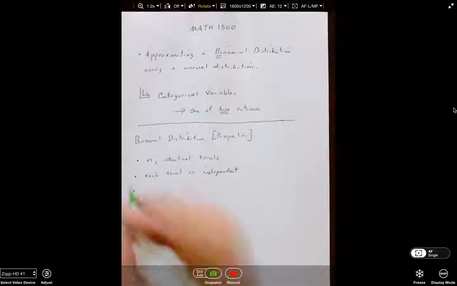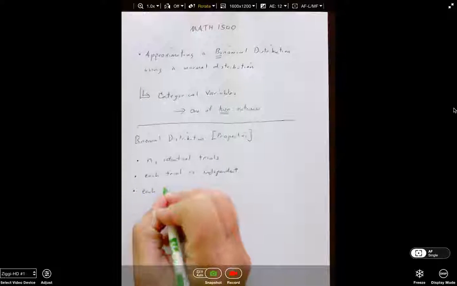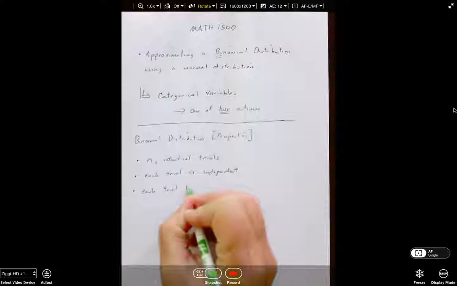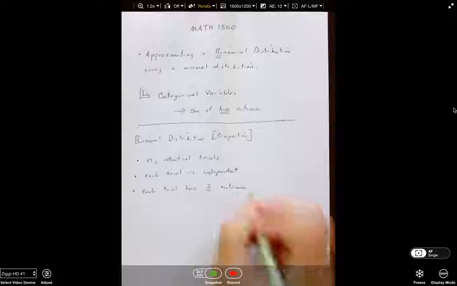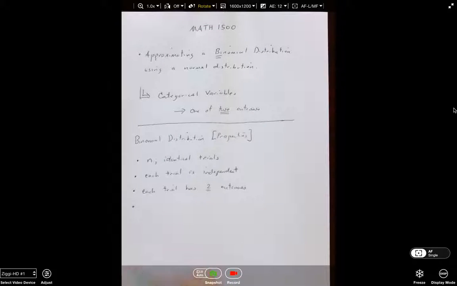Let's see what else. Okay, each trial has 2 outcomes. We talked about that already. If we were talking about blackjack, you either got blackjack or you don't.